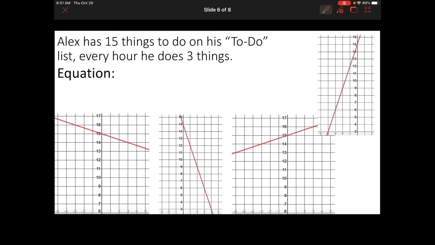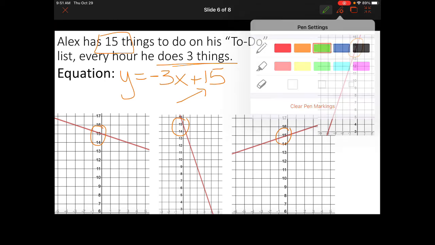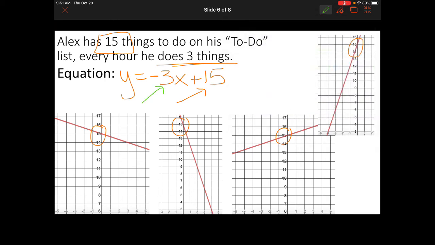Now we want to figure out which graph matches. So again, if you remember the equation, y equals, if he's doing 3 things on his to-do list, he's checking things off, so it's going down. And then he's starting with 15 things, so that's my y-intercept. I want to look at all these graphs. I'm looking for a y-intercept of 15. Yes. Yes. Yes. Yes. Okay. Now I want to look at my slope. It is decreasing. Which of these are decreasing?